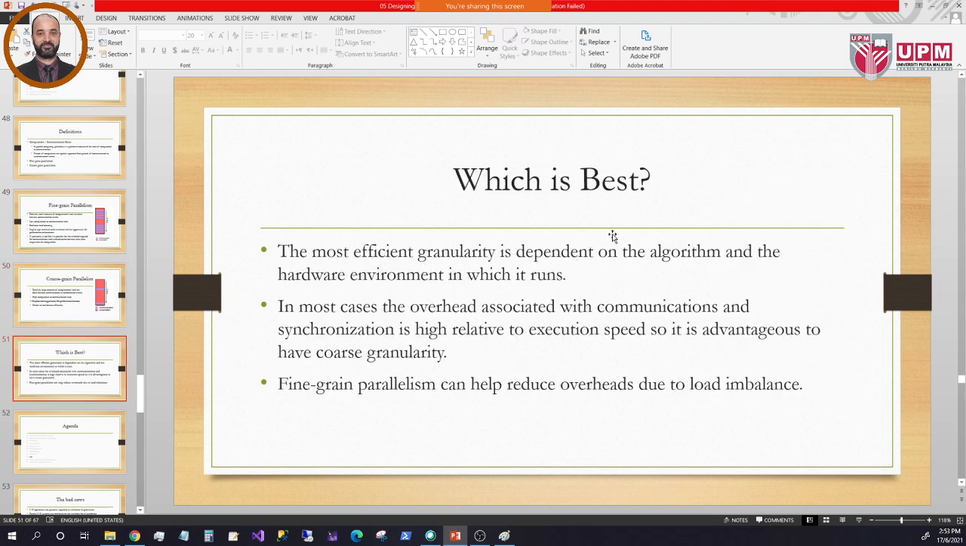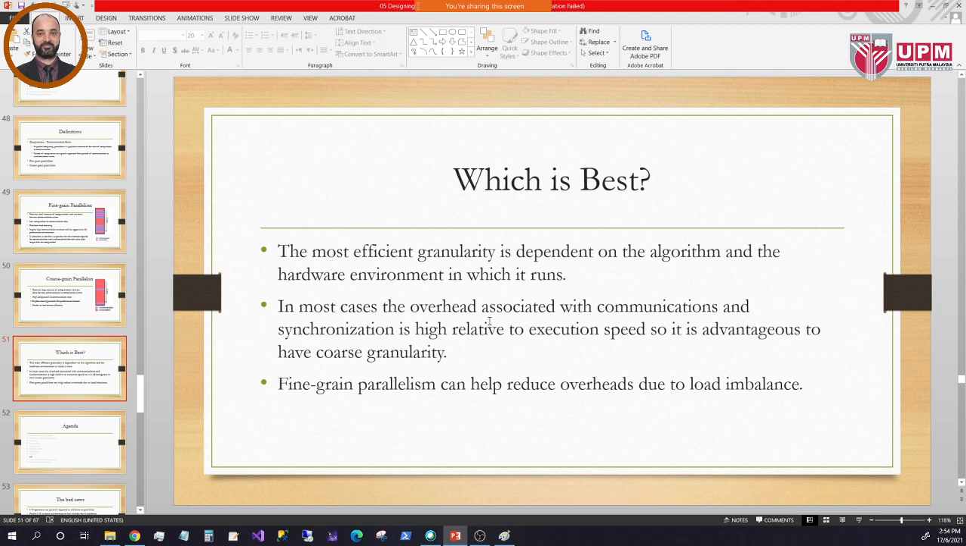Then here, which is best? Okay, as I said, guys, we cannot say fine or coarse is the best because it still depends on the nature of the program, the nature of the problem. But if the program has the ability to become fine grain, mostly the performance will be better in fine granularity, mostly, okay?